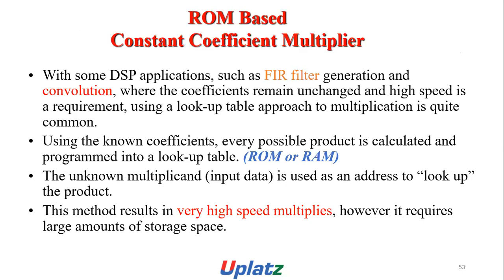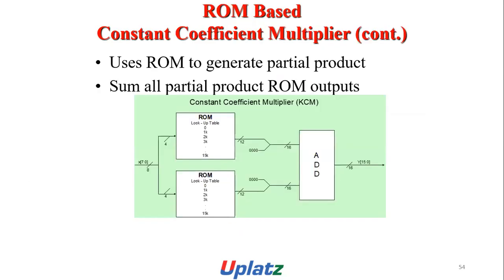The ROM-based constant coefficient multiplier suits some DSP applications, such as FPGA filters and convolution, where the coefficient remains unchanged and high speed is a requirement. A lookup table approach to multiplication is quite common. Using the known coefficients, every possible product is calculated and programmed into a lookup table or RAM. The unknown multiplicand input data is used as an address to look up the product. This method results in very high speed multiplies. However, it requires a large amount of storage space.